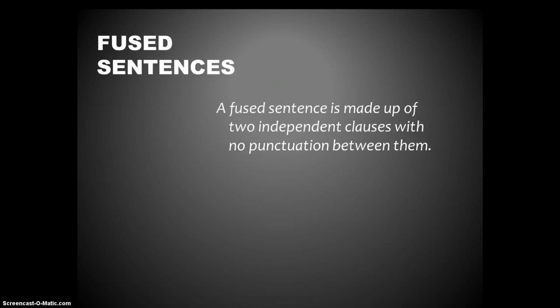The second type of sentence boundary error is the fused sentence. A fused sentence is two independent clauses with no punctuation between them. Does that sound familiar? It should, because a fused sentence is very similar to a comma splice. The only difference is that a comma splice contains a comma between the independent clauses, and a fused sentence has no punctuation between the independent clauses.